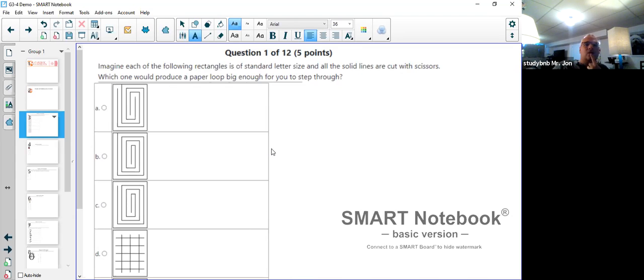All right, so how about this? Here are 5 rectangles. They're one standard sheet of paper, right? Like that. And they have design on them. And if you cut the solid lines with scissors, which diagram would give you one big loop that you could walk through? You could step through the loop, right?